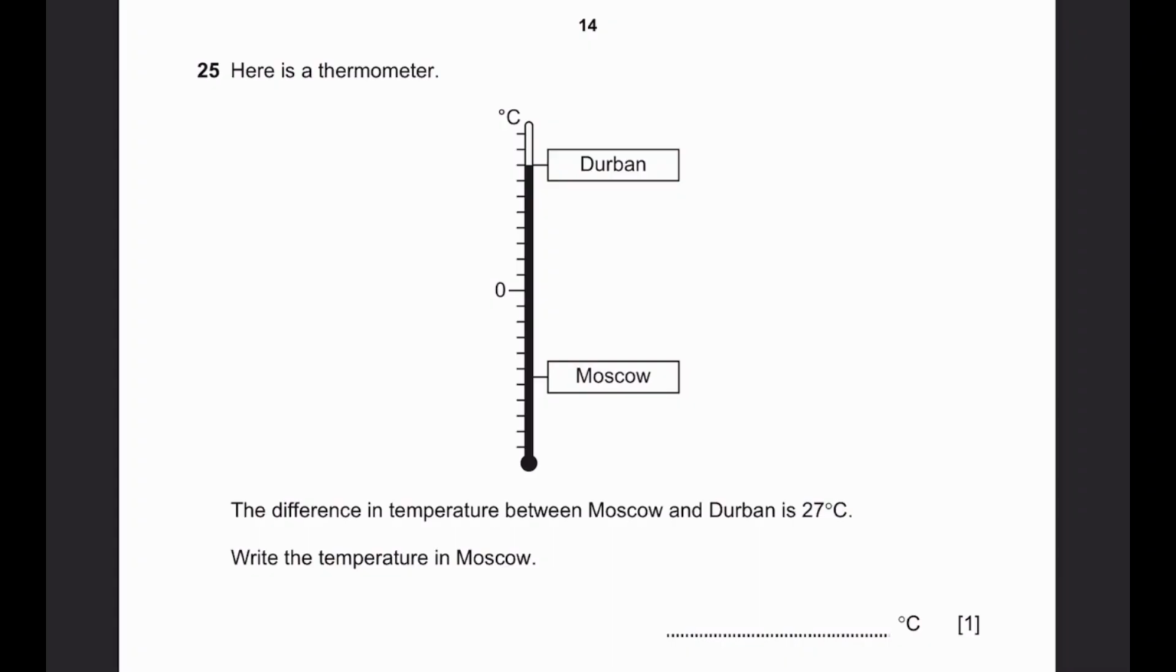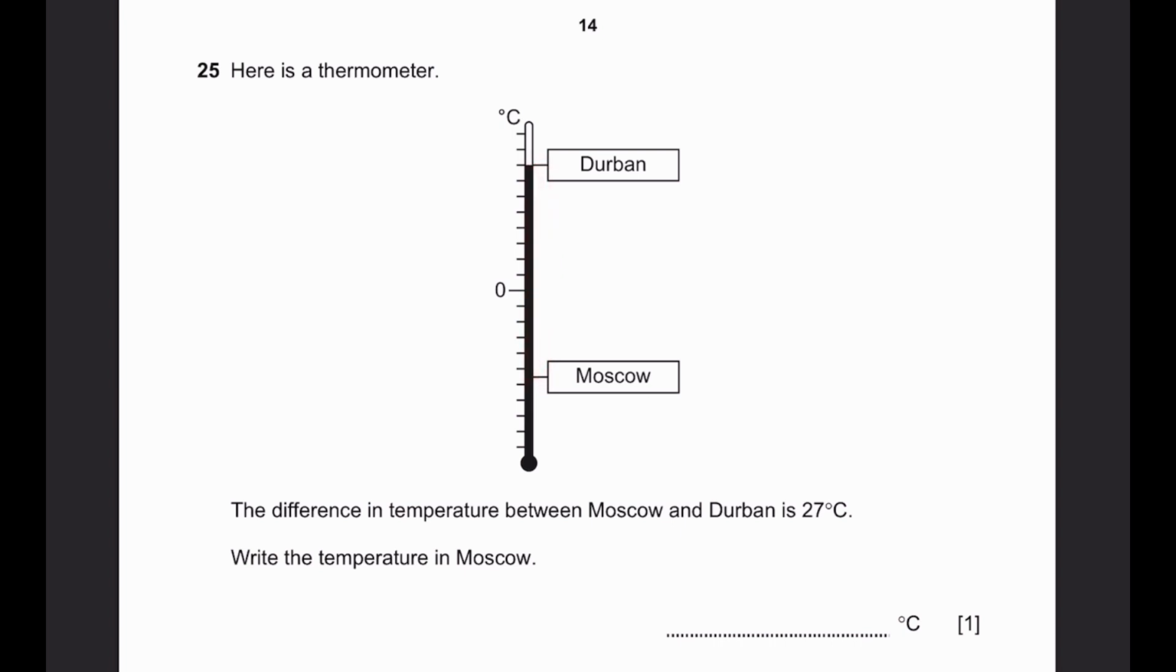Here's a thermometer. The difference in temperature between Moscow and Durban is 27 degrees. Write the temperature in Moscow. So difference over here is 27 degrees. So if we have a scale of 1 unit is 2 degrees Celsius, only then the difference over here is 27 degrees Celsius. Since this is in the middle of these two, so that'll be 1 degree and then 3, 5, 7, 9. It goes on till 27 if you count it.